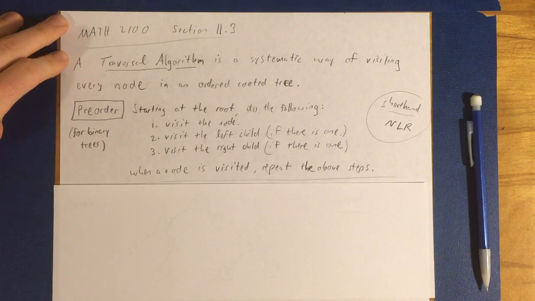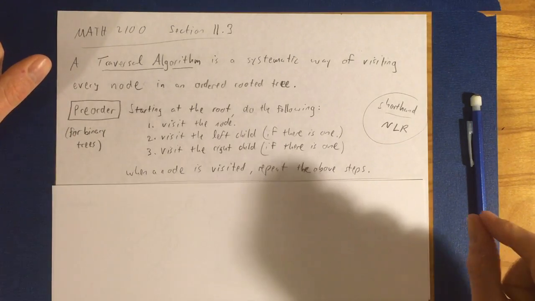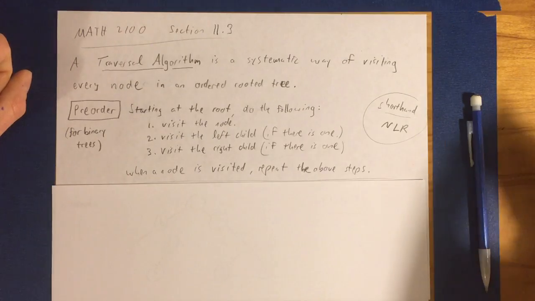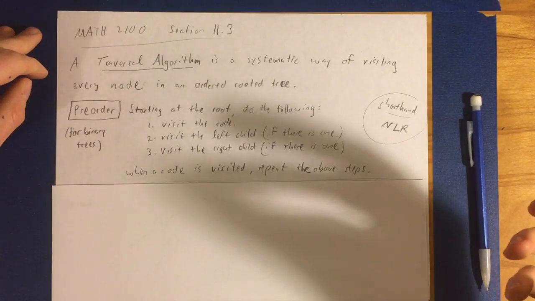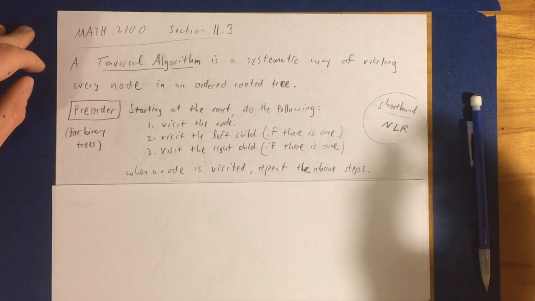So the first one is called pre-order. We're going to have pre-order, in-order, and post-order. And the prefix there, pre, in, or post, is referring to when you visit the node itself, whether it's before, in the middle, or after.